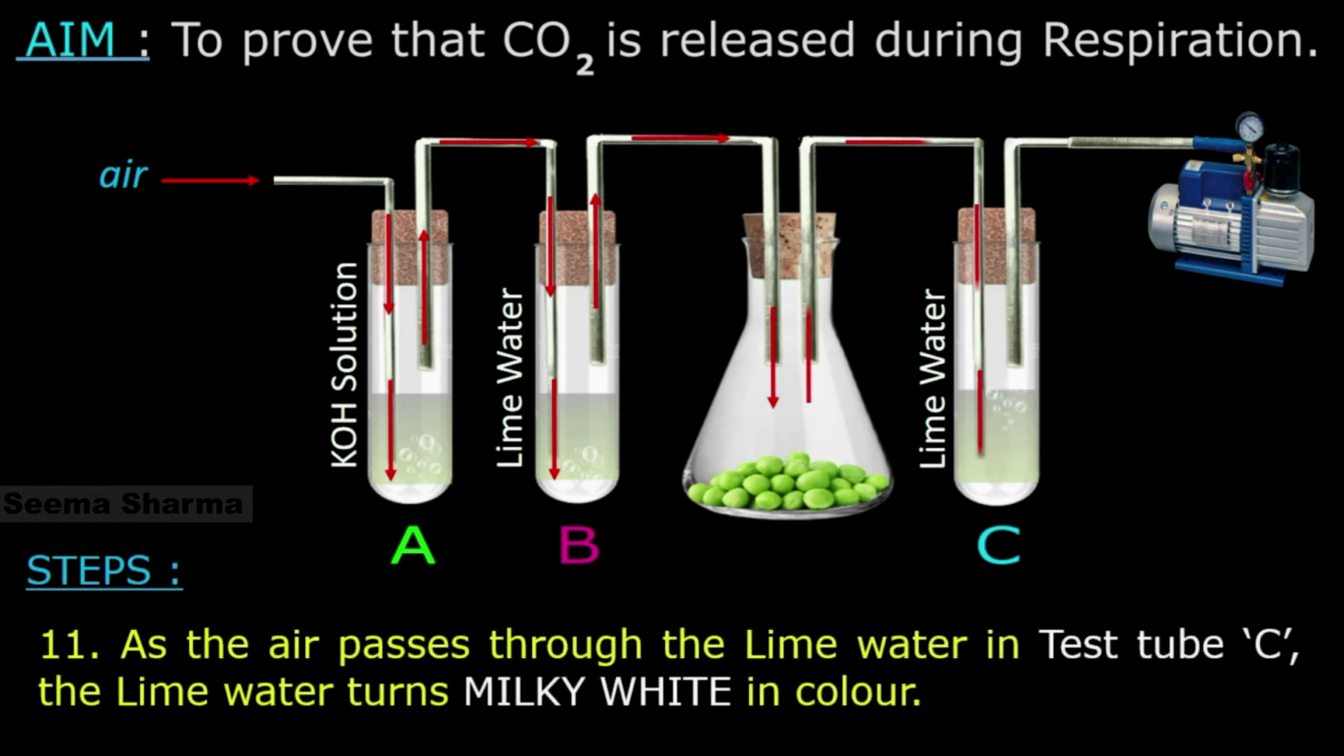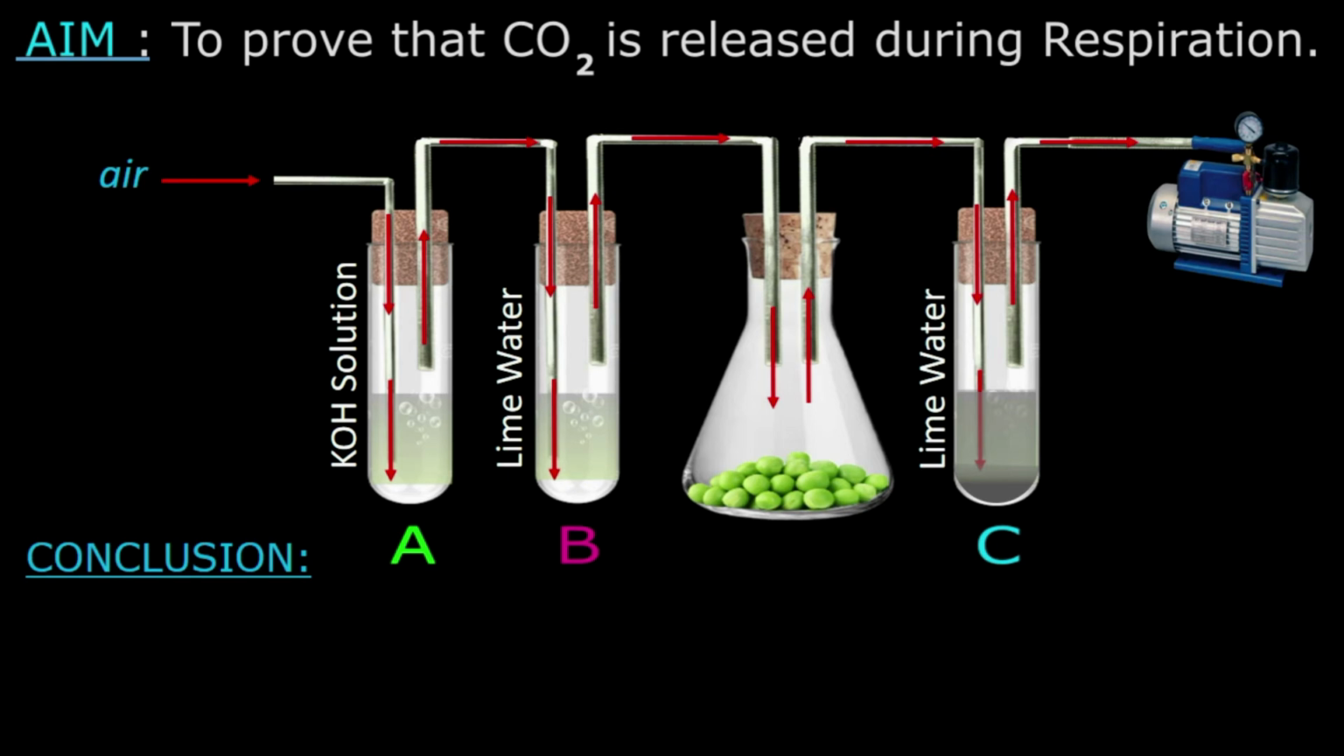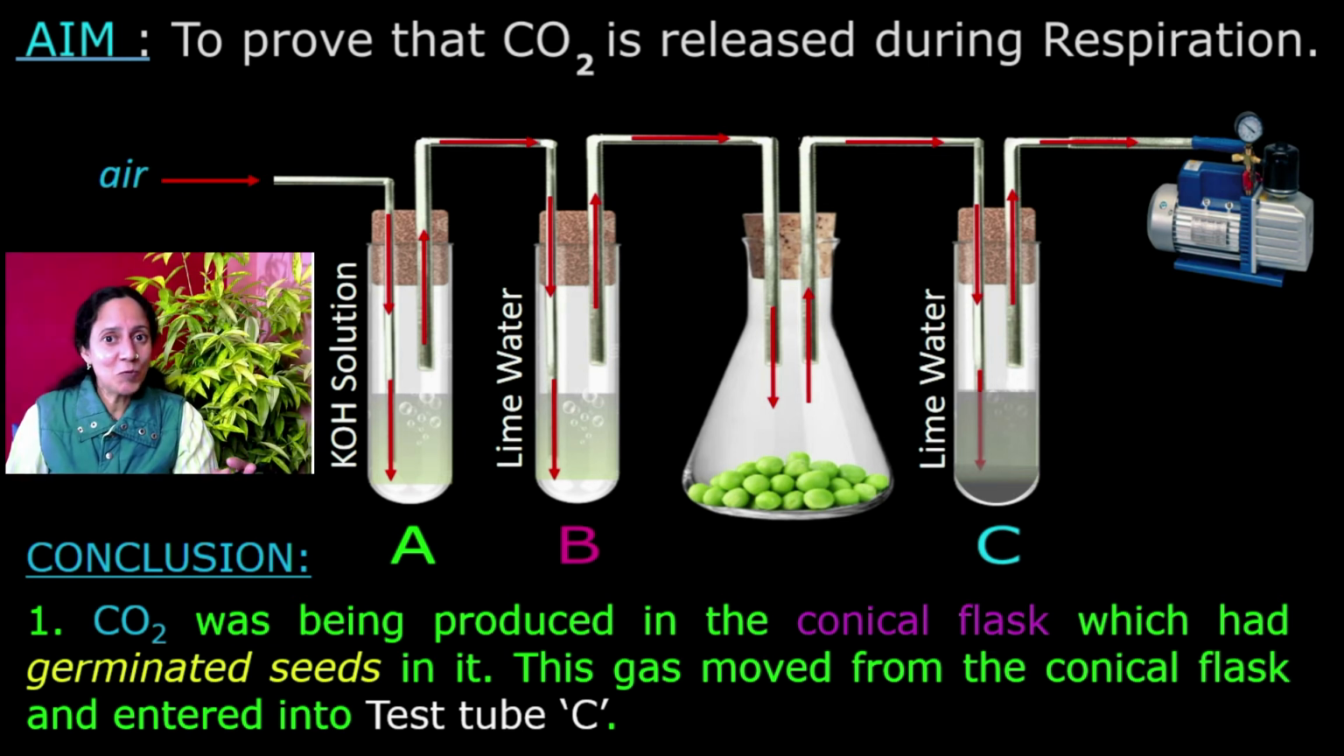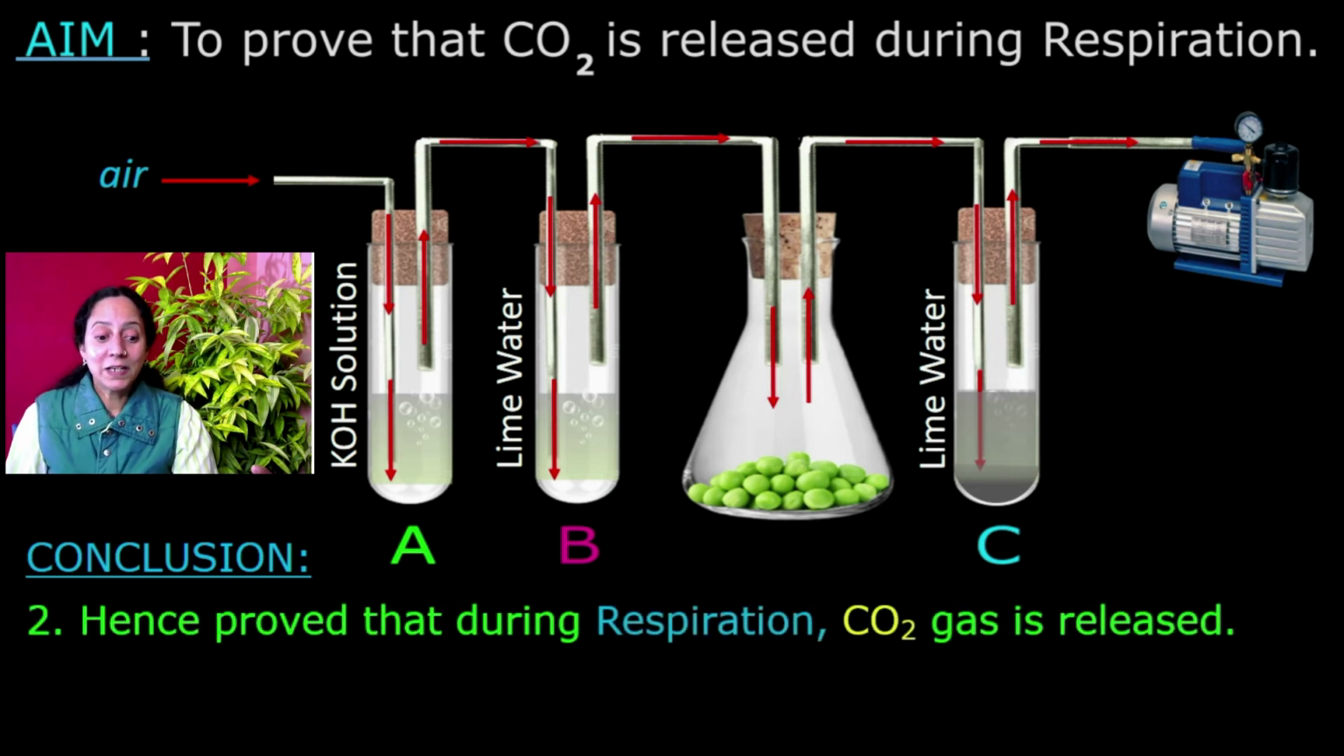As the air passes through the lime water in test tube C, the lime water turns milky white in color. So on the basis of these observations, we can conclude that carbon dioxide gas was being produced in the conical flask, which had germinated seeds in it. This gas moved from the conical flask and entered test tube C. So with the help of this experimental setup, we can prove that during respiration, carbon dioxide gas is released.